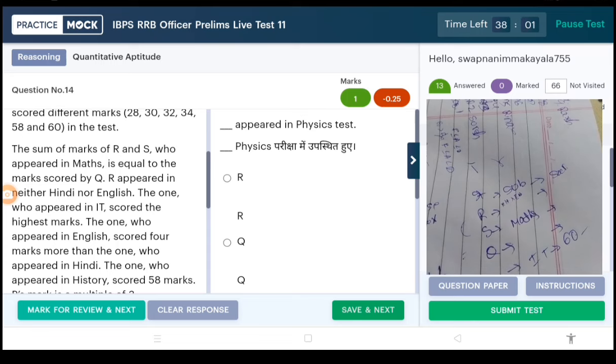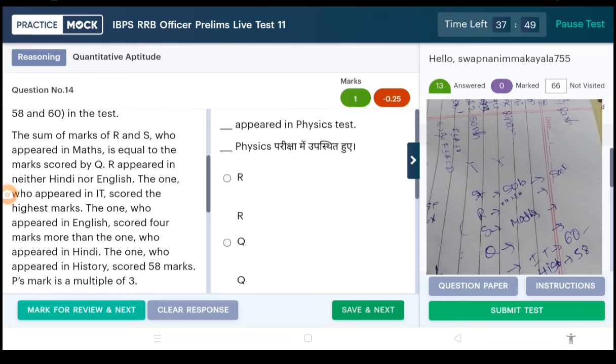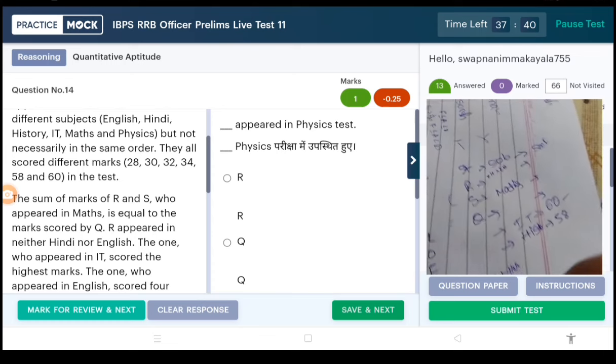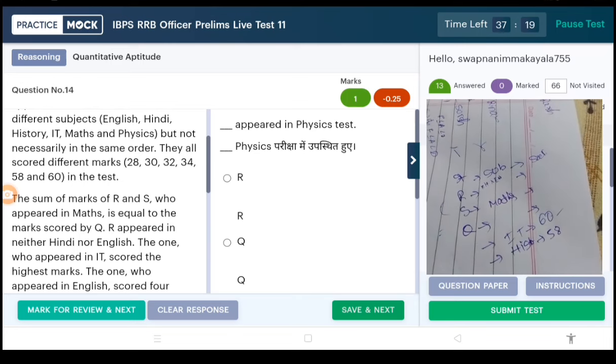History is 58. Quiz mark is multiple of 3. Plus 30 is 58. Plus is 60 also. Q is not 58.